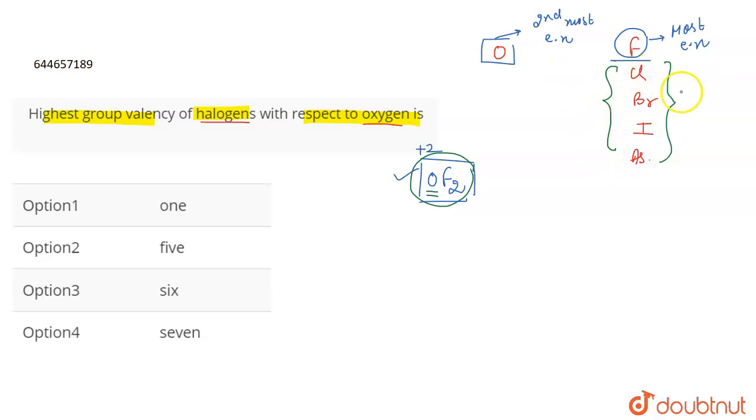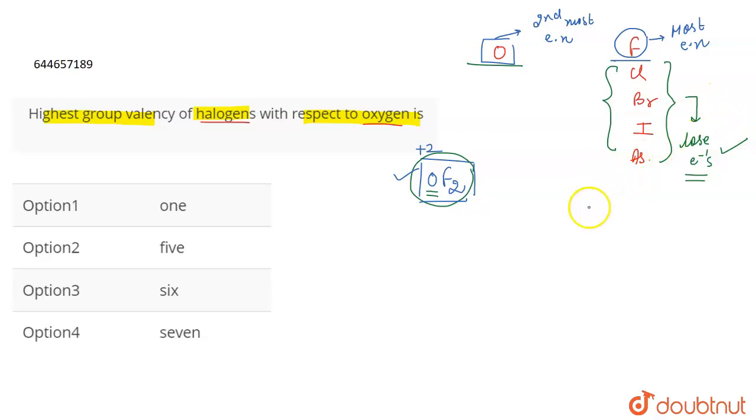So in this case, what is going to happen? These halogens will have a tendency to lose electrons, right? Otherwise, in general, halogens have a tendency to gain electrons. But with respect to oxygen, when forming compounds with oxygen, they are less electronegative than oxygen. And the element which is less electronegative has a tendency to lose electrons rather than gaining them, and oxygen will have a tendency to gain electrons. So these halogens will now have a tendency to lose electrons.